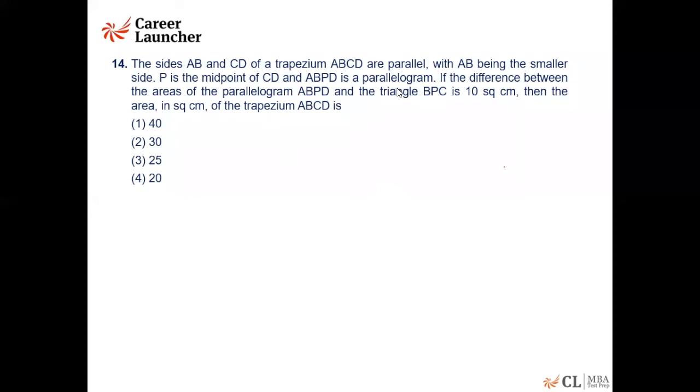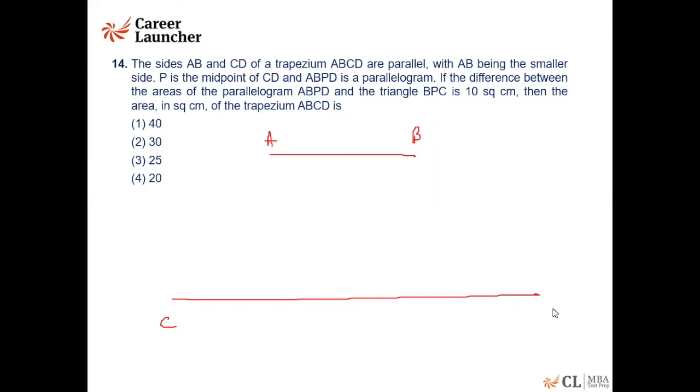AB and CD of a trapezium ABCD are parallel, with AB being the smaller of the sides. So let's take this as AB and say this is CD. So I have A and B here, I have C and D here. P is the midpoint of CD. Okay, great. And ABPD is a parallelogram. Okay, that's easy. This we are saying is a parallelogram.